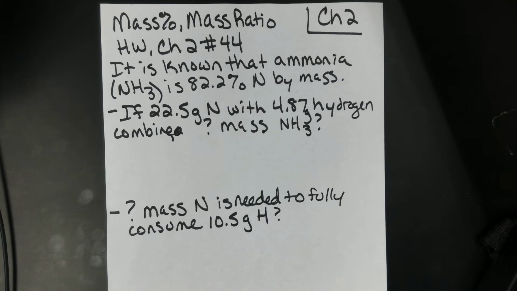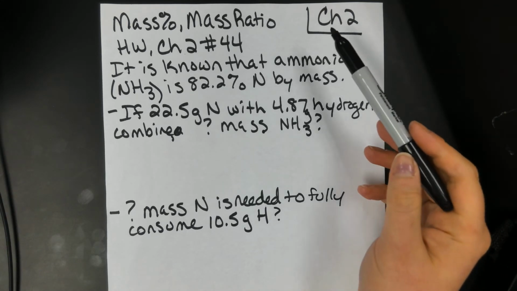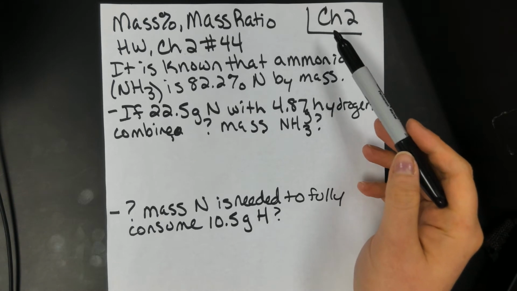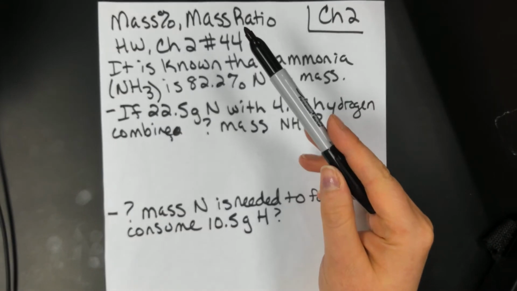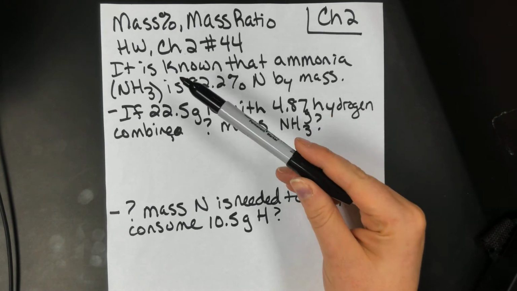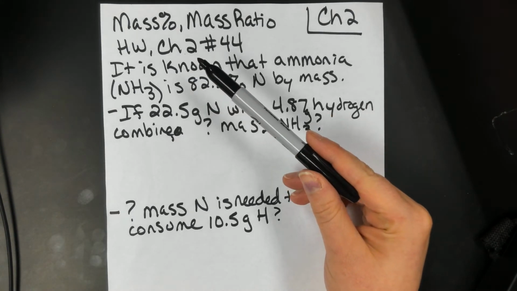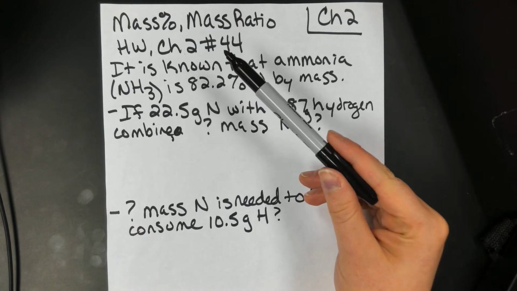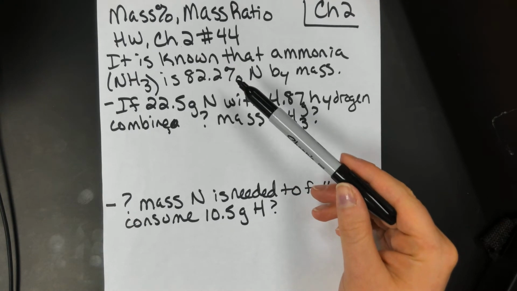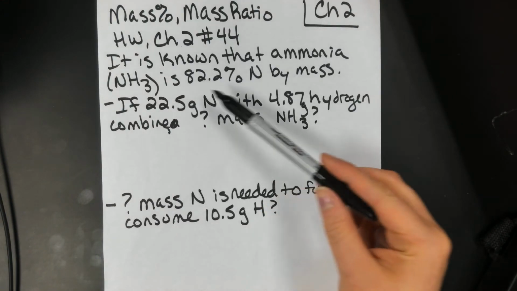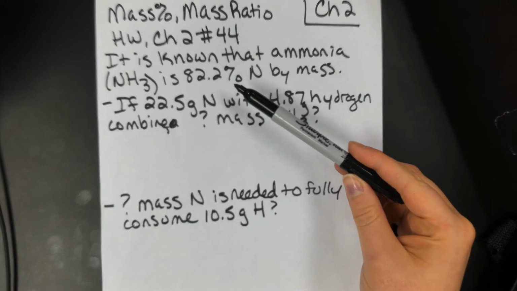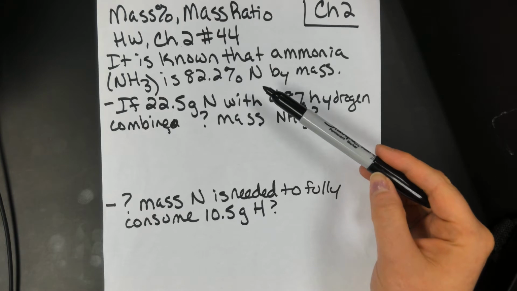For this video, we're going to continue on with Chapter 2, and for my Chem 101 students, we're going to talk about mass percent and mass ratio. This is a Chapter 2 problem from your homework, number 44. In the problem, they state that it's known that ammonia, which has a formula of NH3, is 82.2% nitrogen by mass.